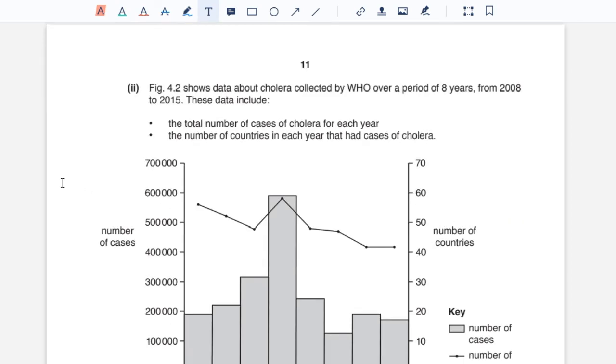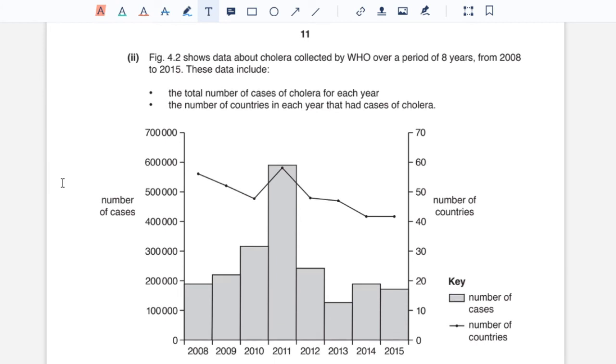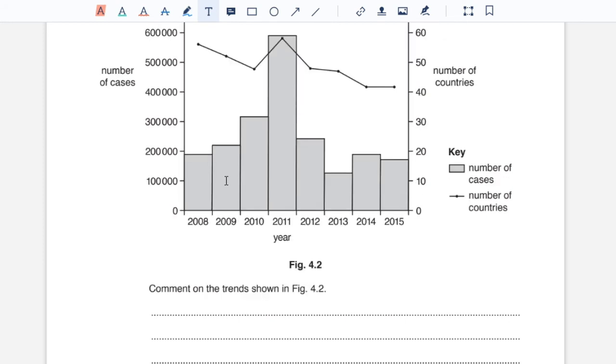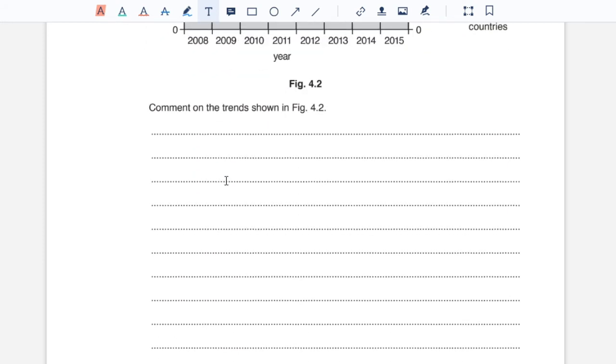Figure 4.2 shows data about cholera collected by WHO over a period of 8 years from 2008 to 2015, where the data includes the total number of cases of cholera for each year, represented by these bars, and the number of countries in each year that had cases of cholera, represented by the graph plotted using these dots. Comment on the trends shown in figure 4.2.